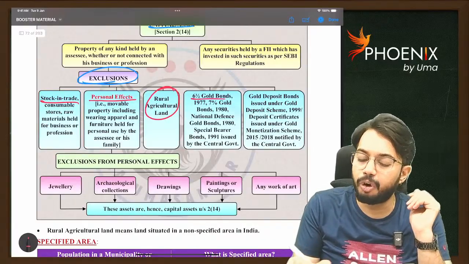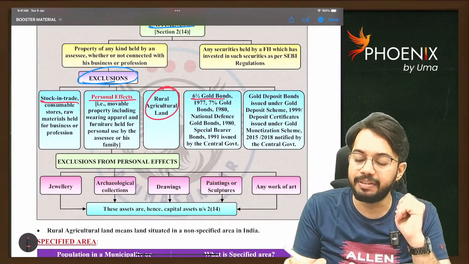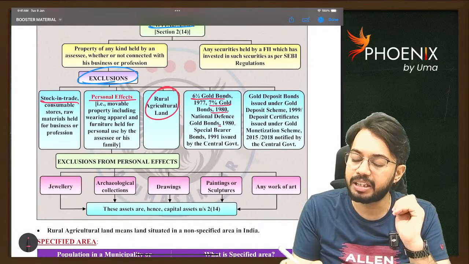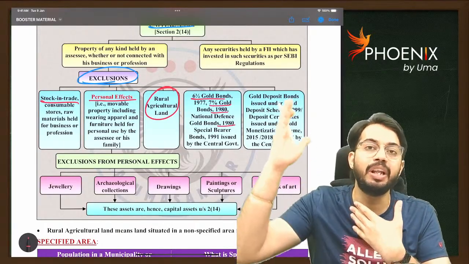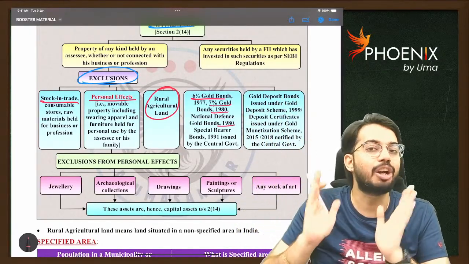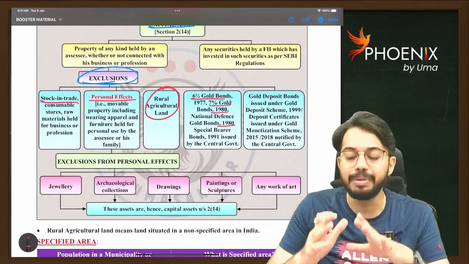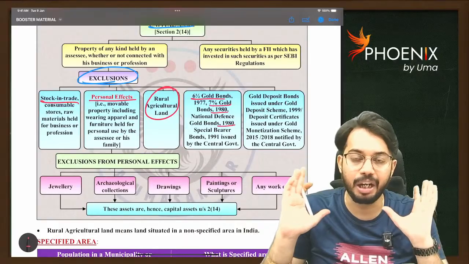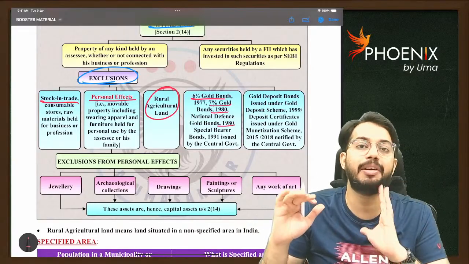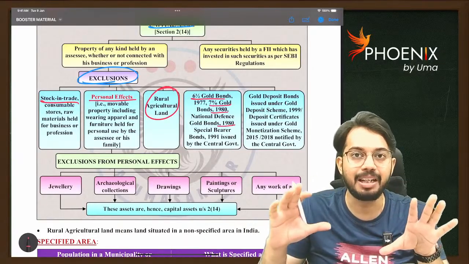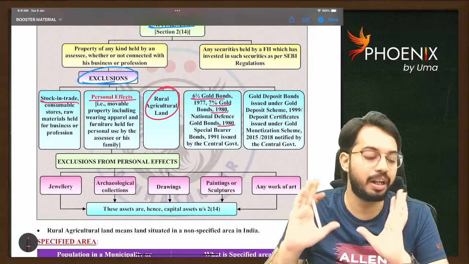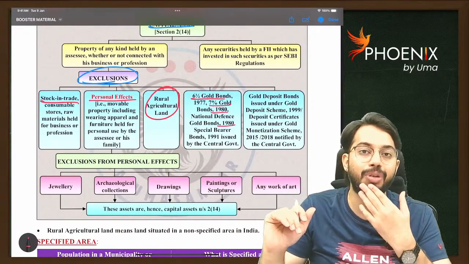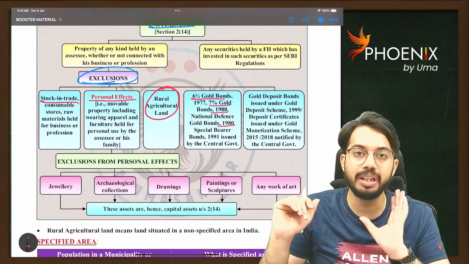Next, 6.5% gold bonds issued in 1977, 7% gold bonds issued in 1980, national defense bonds. See, these were all issued in 1977 and 1980. These are not in existence, so from this, no question will come. This type of securities is not in existence right now. Actually, these are to be removed from the definition of capital asset, but as our Act is very old, it was not removed. I hope in the upcoming Income Tax Act 2026, they are going to remove these points.